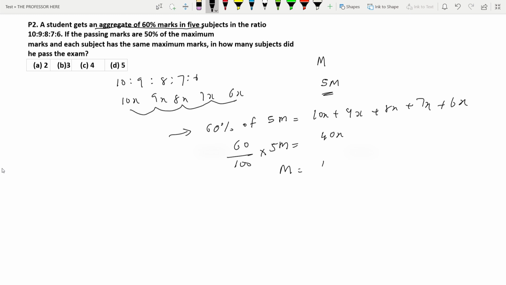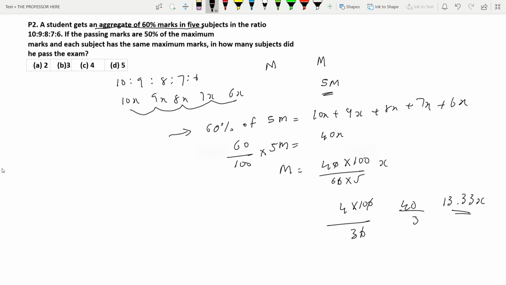Which means m is equal to 40 into 100 divided by 60 into 5, times x. The zeros get cancelled, so 40 by 3 is 13.33x. So you just found the value of m in terms of x, which is 13.33x. It is known that 50% of maximum marks is the passing mark. So the maximum mark for individual subjects is m, which is 13.33x, and 50% of 13.33x would be 6.66x. So for the student to pass, he has to score at least 6.66x marks.